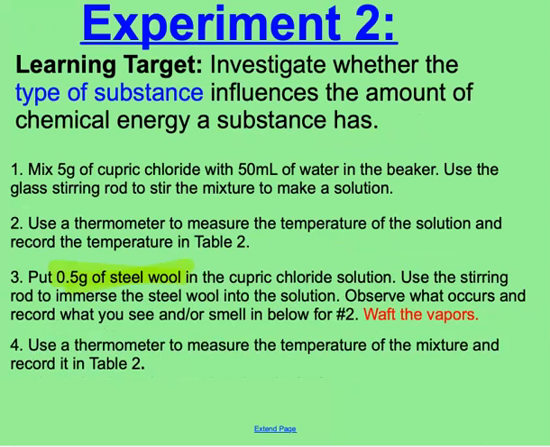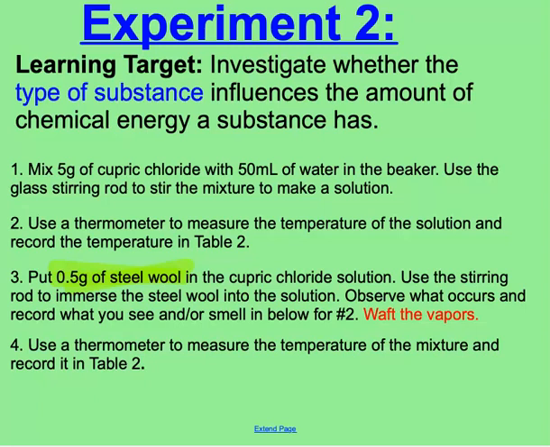Now for experiment 2. In experiment 2, the learning target is we're going to investigate whether the type of substance influences the amount of chemical energy a substance has. So again, this is going to look almost the same, except now, did you notice we're back to 0.5 grams, just like in 8.1, but now we're going to use steel wool. So again, go back to the learning target. We're going to investigate whether the type of substance matters. So when we switch from aluminum foil to steel wool, will this impact the temperature that we get in the end? Does it influence the amount of chemical energy a substance has?